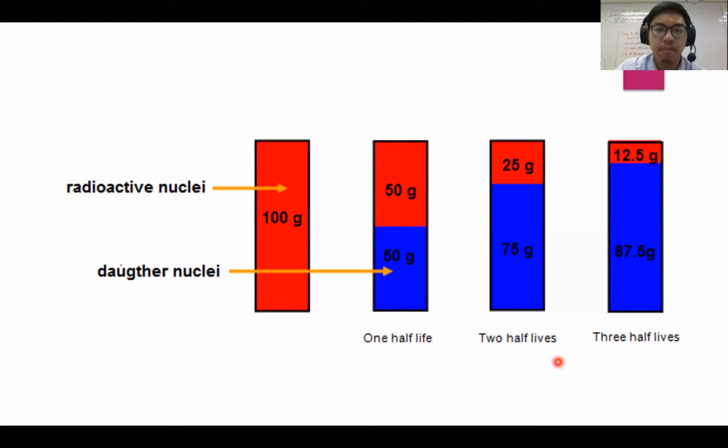Here's another example of how you can look at half-life. In the beginning you have 100 grams, and then half of that decays and becomes a new element. That's why you have a blue bar there. What's left of the non-decayed nuclei is 50 grams, and then half of that decays again, it becomes 25 grams, and then another half decays, then it becomes 12.5 grams. So for every half-life cycle, first half-life, second half-life, third half-life, the radioactive isotope decays.